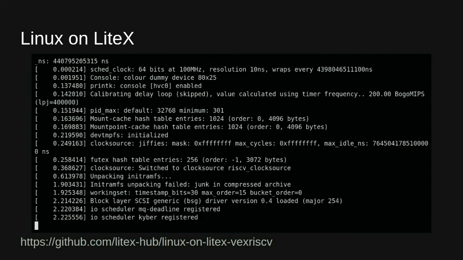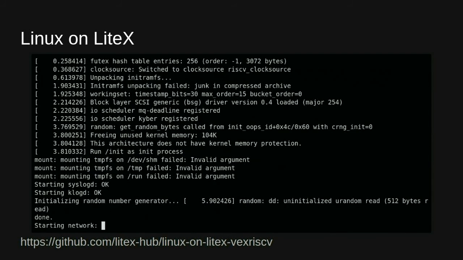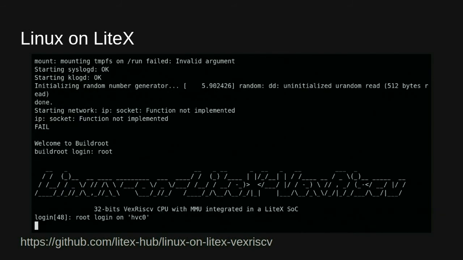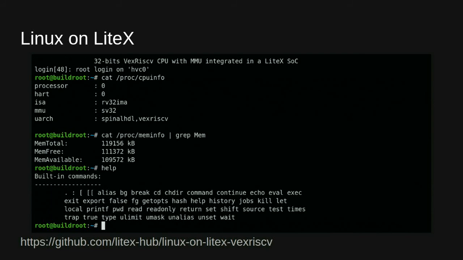This was booting on the Arty from the Open FPGA mini conference. If there's any kernel developers that want to help with this, come see me, talk to me tomorrow at the kernel miniconf.